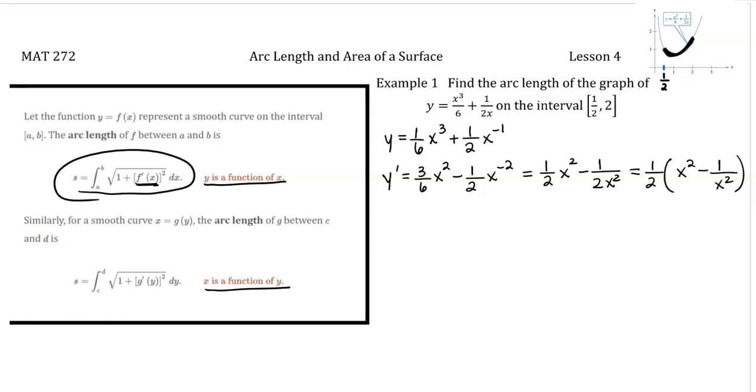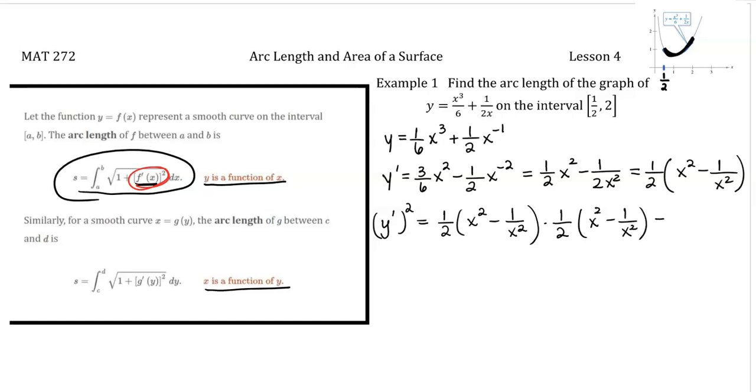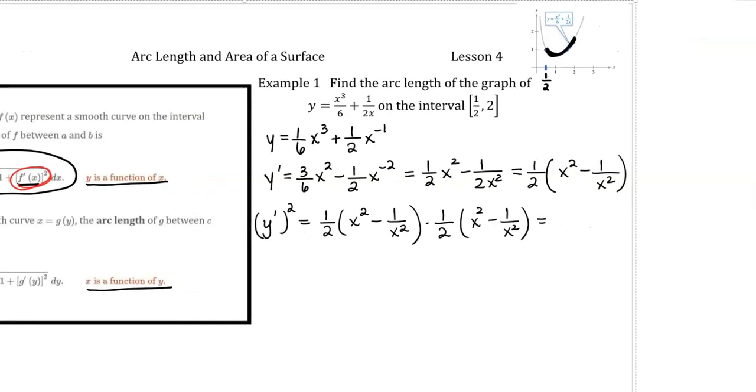I will need to square y prime. This says that we will have to square our derivative. So I'm going to take y prime, 1/2 times x squared minus 1/x squared, and I'm going to multiply it by itself. I'll just multiply the 1/2s first. That's going to give me a 1/4. So I've taken care of the two 1/2s, and now I'm just going to FOIL these two pieces out.